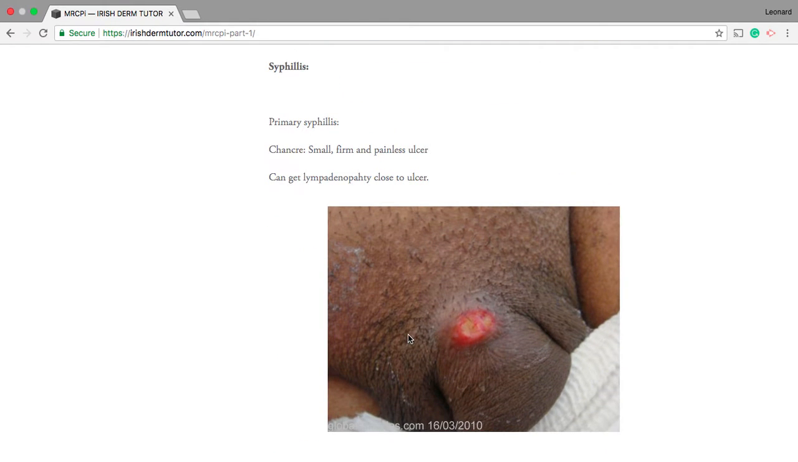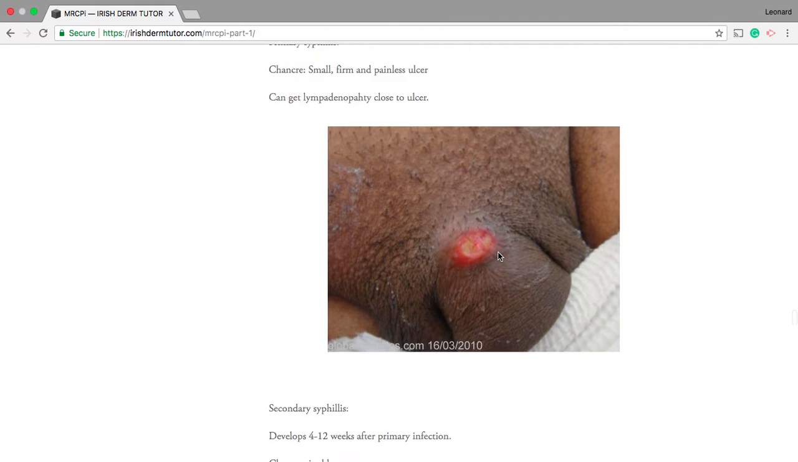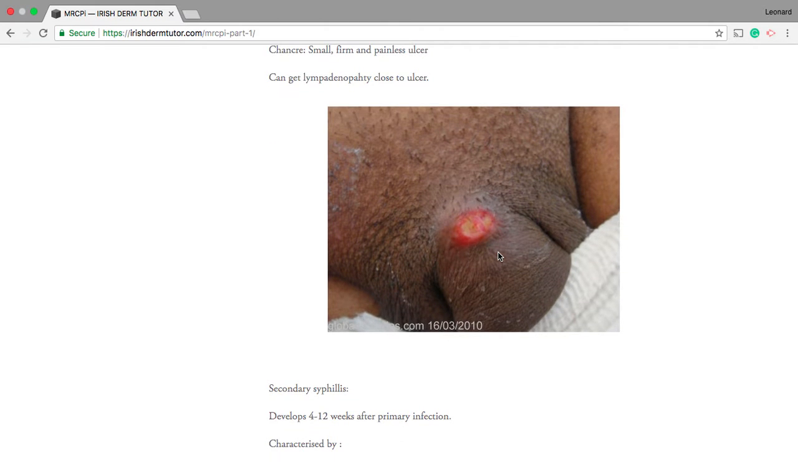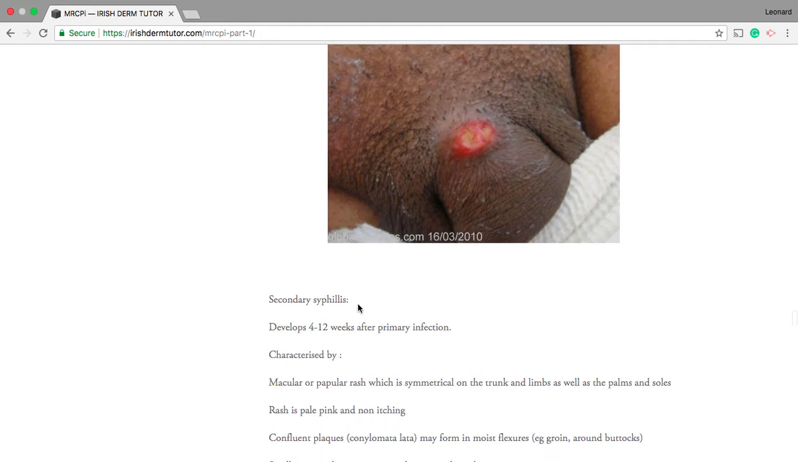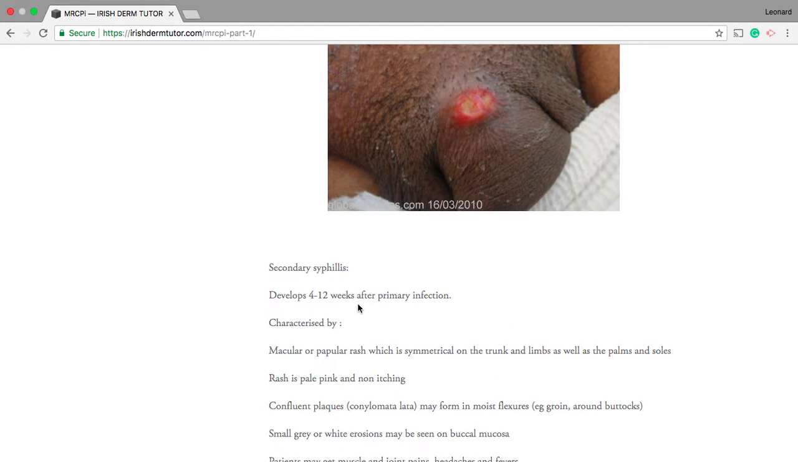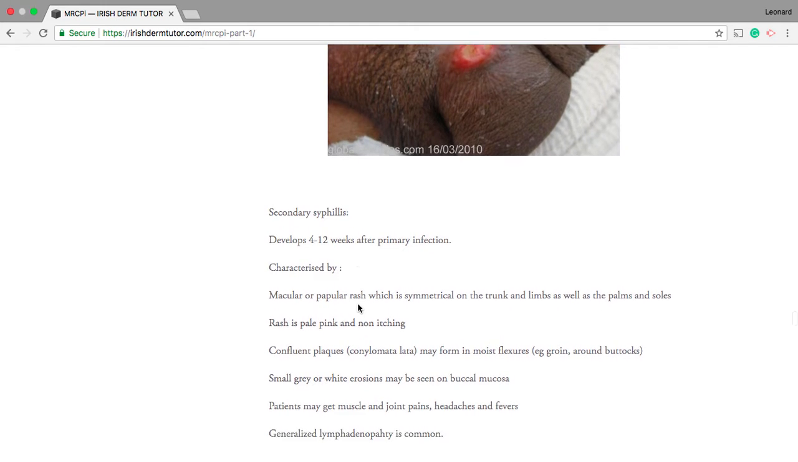So moving on to syphilis. The first lesion we usually see, which is soon after the patient gets the infection, is a chancre, and this is a small, firm, and painless ulcer. And you often get lymphadenopathy close by, so you might get it in the inguinal area. And then this often goes away, and then you can get the manifestations of secondary syphilis, and this often develops about 4 to 12 weeks after the primary infection.